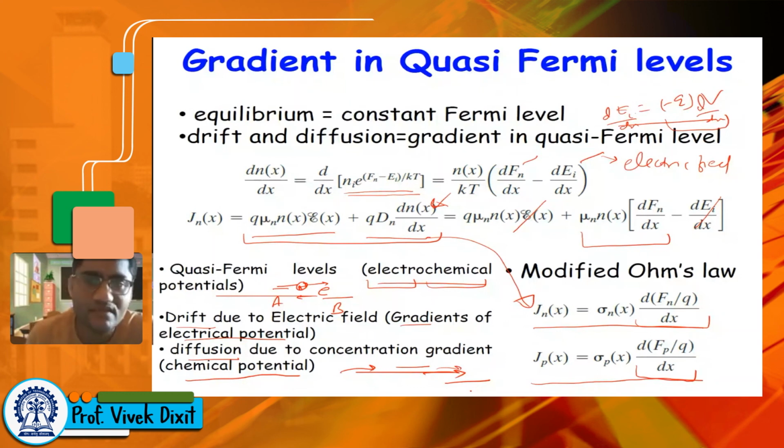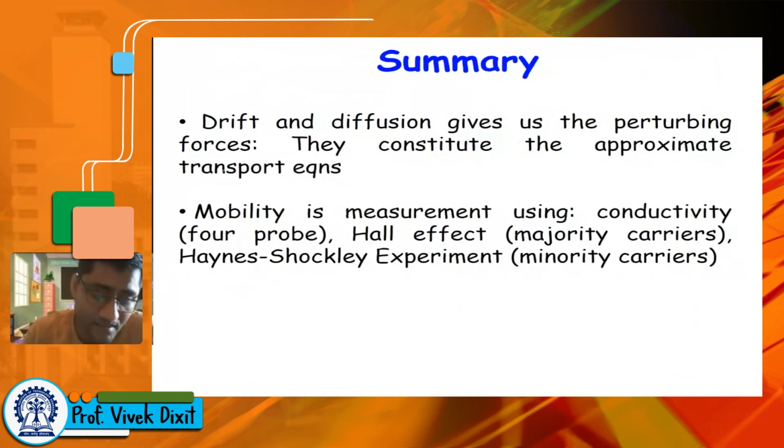Okay, so with this we have completed our carrier transport, and just for summary, we have discussed drift and diffusion. They are two forces that constitute the driving force for current flow. And then we also discussed the mobility and the measurement of mobility.